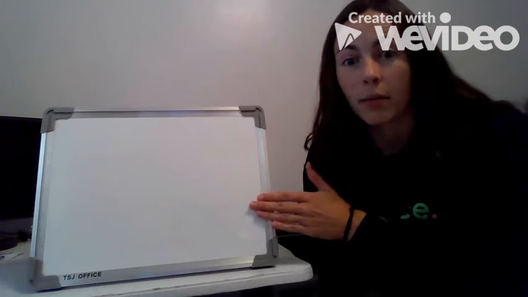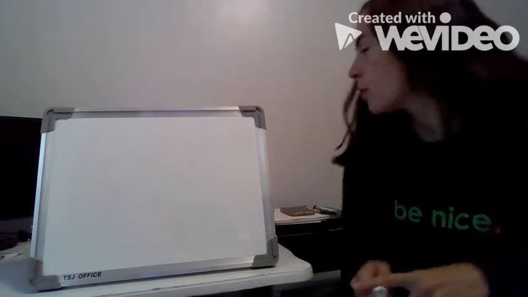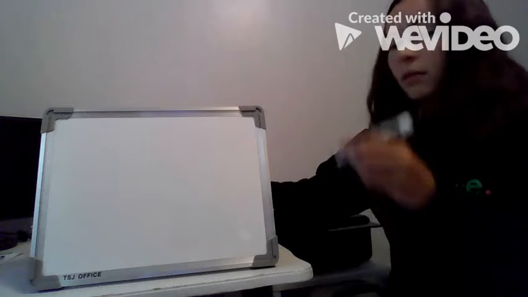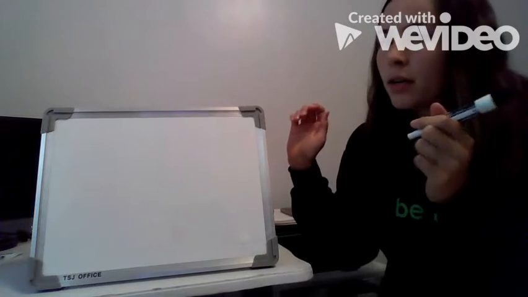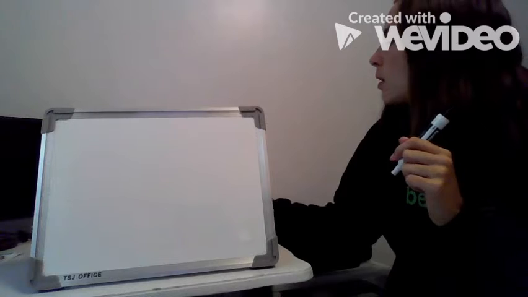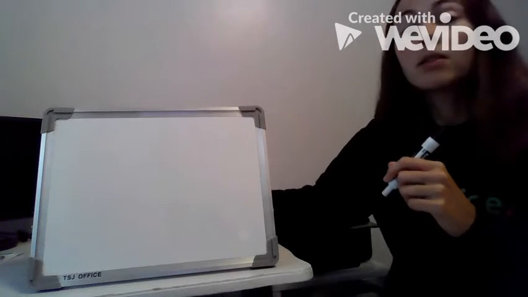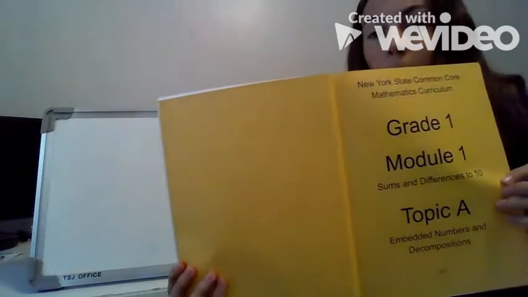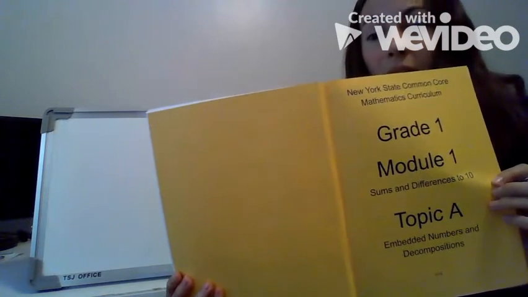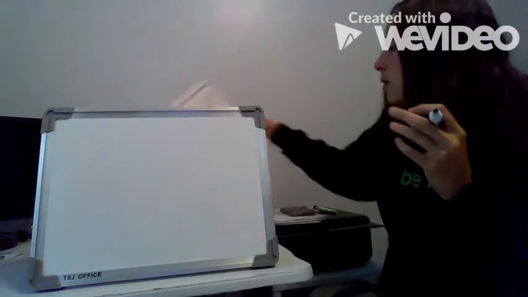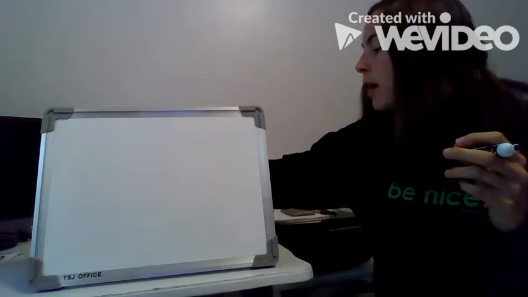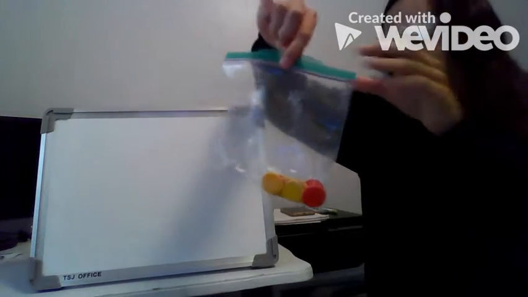You're going to need your whiteboard today. You are going to need your dry erase marker. If we ever need our whiteboard, usually we need our dry erase marker. You want to have something to erase with, a tissue or a napkin or a paper towel. You want your math workbook that says topic A on the front. You want your red and yellow counters again today.